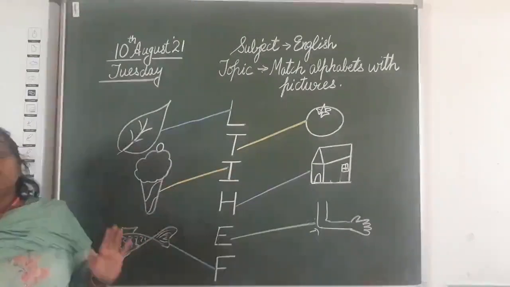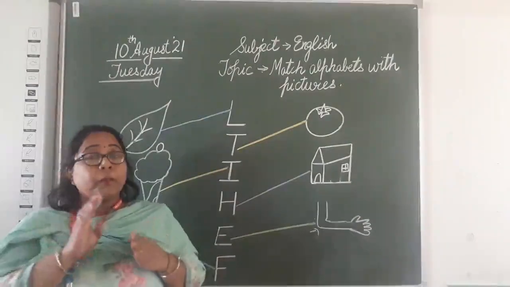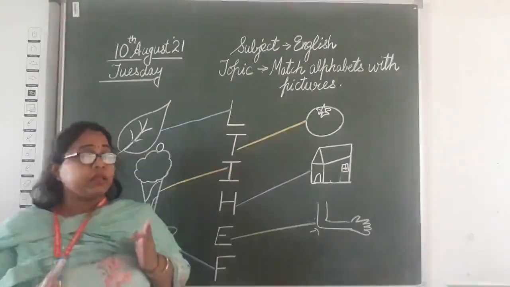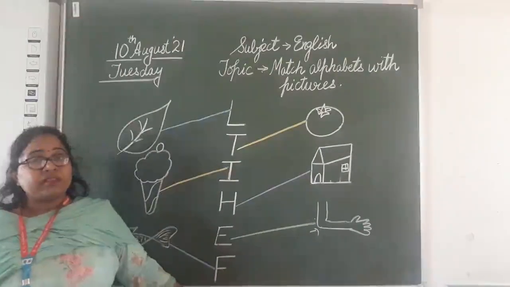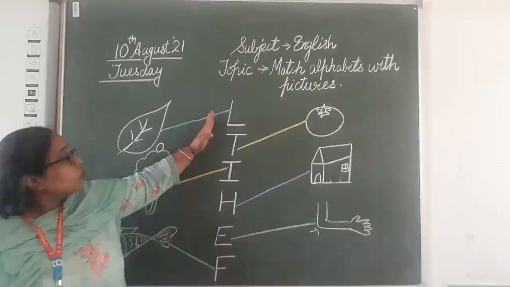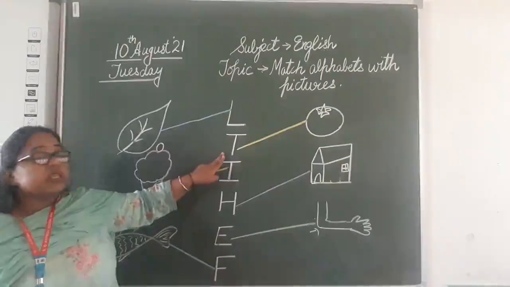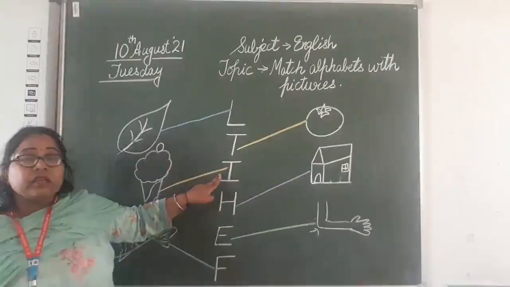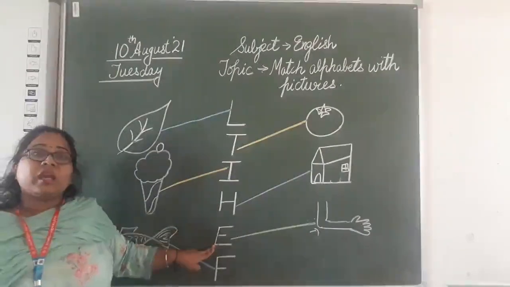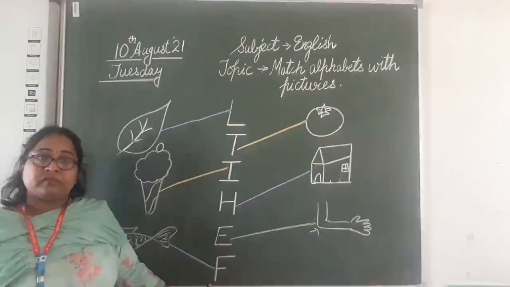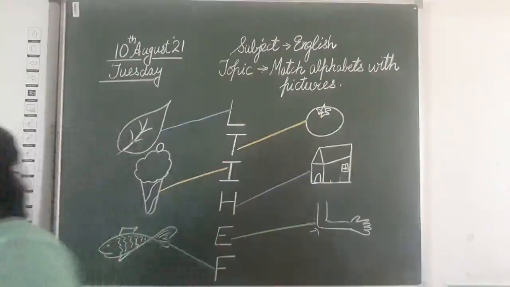Okay. Now let's see how you are going to do this work in your files. But before that, remember one thing. Whenever you are revising these alphabets, make sure to revise them with sounds. L, L, T, T, I, E, H, H, E, A, F, F. Clear? So now let's see how to do the work in files.